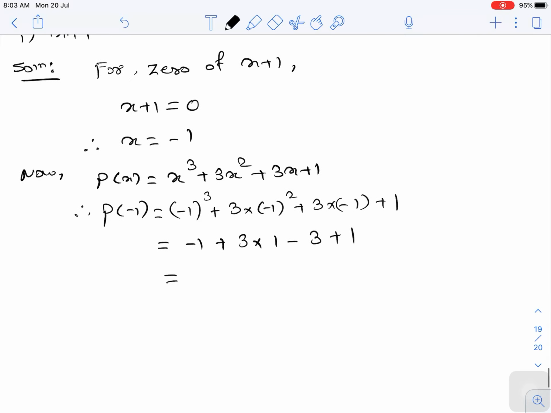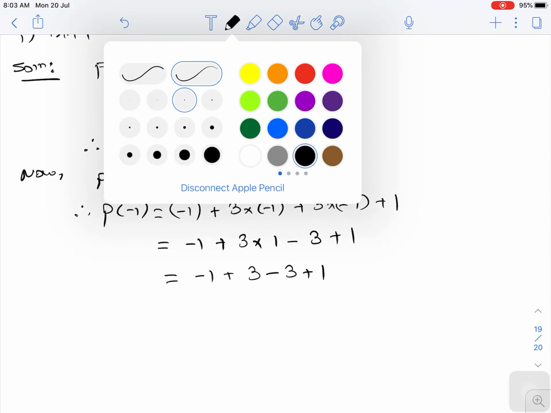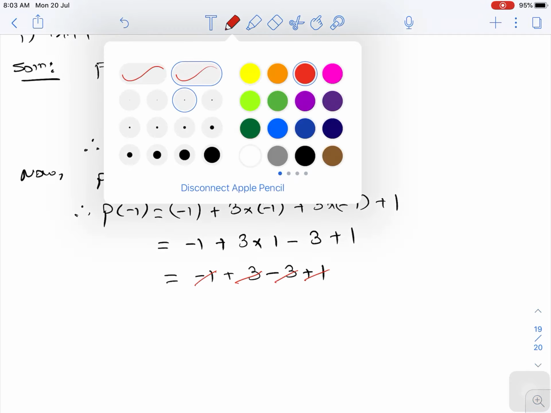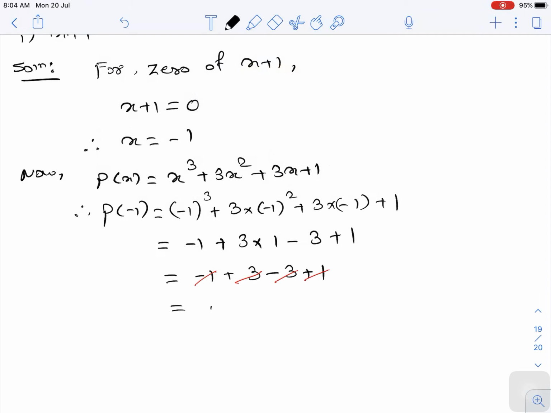So that equals to minus 1 plus 3 minus 3 plus 1. Now remember that this minus 1 and plus 1 will get cancelled, this plus 3 and minus 3 will get cancelled, so our final answer will be equals to 0. So what is the remainder? Our remainder is 0.